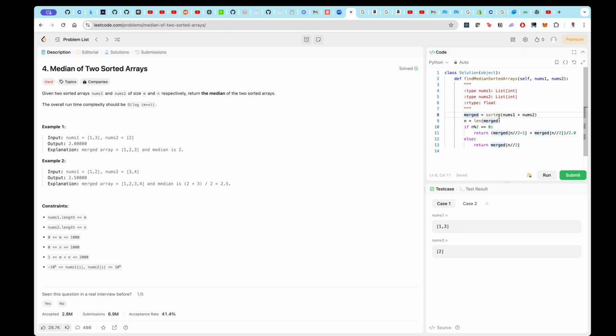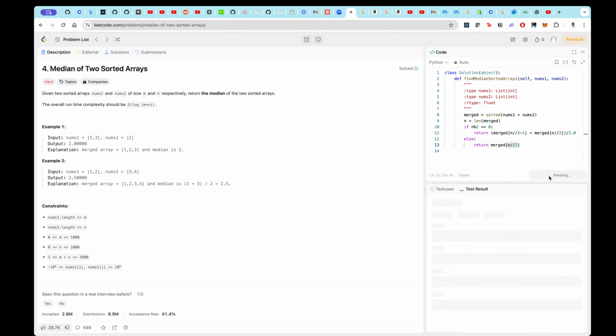We have a merge of sorted values of nums1 and nums2. Then we get the length of the merged array. Here we're checking if it's an even number. If it's an even number, we return the merged value at the length of the array minus 1, integer-divided by 2, and the merged value at length divided by 2. Then we divide both of them by 2, and else we just return the value in the array at the median index.